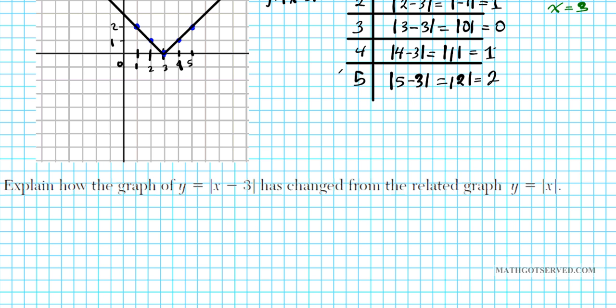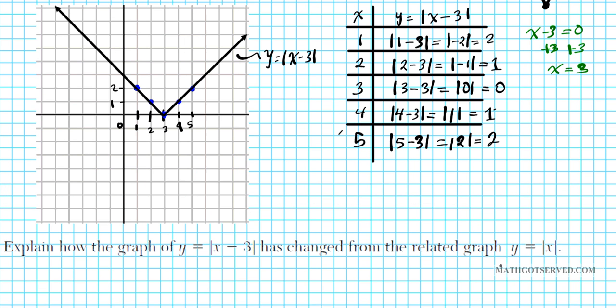All right, let's take a look at the B part. It says, explain how the graph of y equals the absolute value of x minus 3 has changed from the related graph y equals the absolute value of x. Now, this function right here, y equals the absolute value of x, this is the parent absolute value function, okay? Do you know what this function looks like? What is this function centered around? The parent absolute value function y equals absolute value of x is centered around 0.